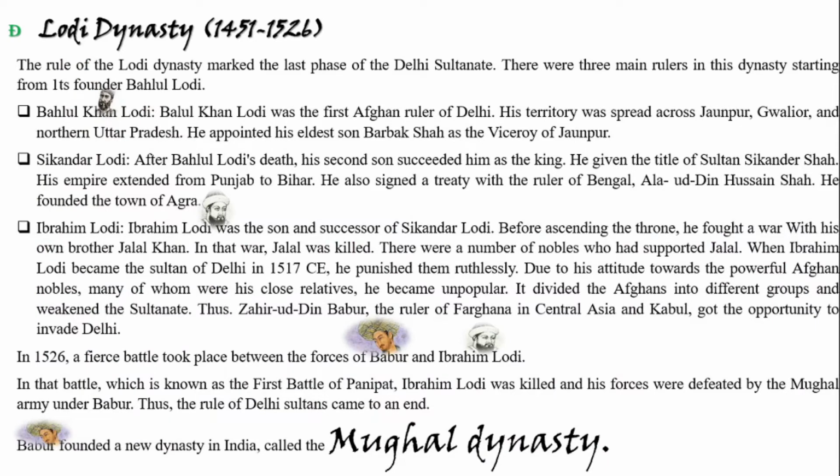This is the Lodi dynasty, the period from 1451 to 1526. This was the last phase of the Delhi Sultanate, and there were three main rulers in this dynasty. The first ruler is Bahlul Khan Lodi, the second is Sikandar Lodi, and the third is Ibrahim Lodi. These three rulers were able to dominate the Lodi dynasty.